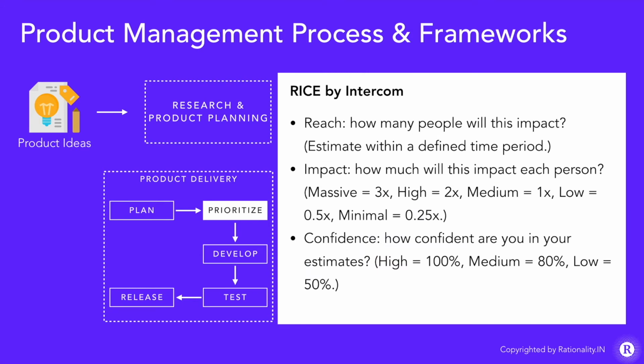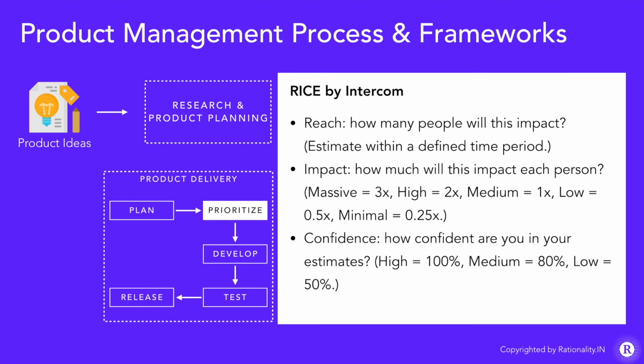The RICE framework by Intercom is a scoring-based quantitative approach to prioritization of requirements. Each product backlog item gets a RICE score based on the reach, impact, confidence, and effort. As per Intercom, reach is measured in the number of people or events per time period that the feature will impact. This can be customers per quarter or transactions per month.